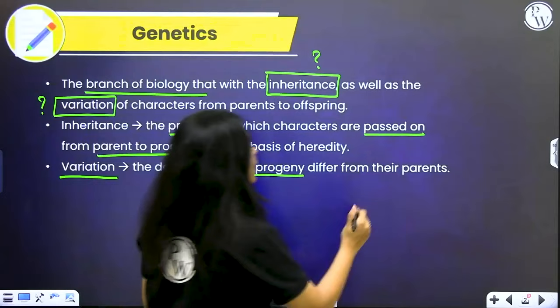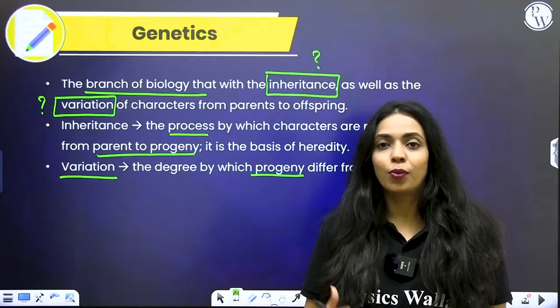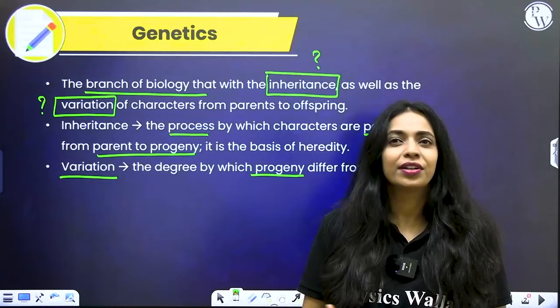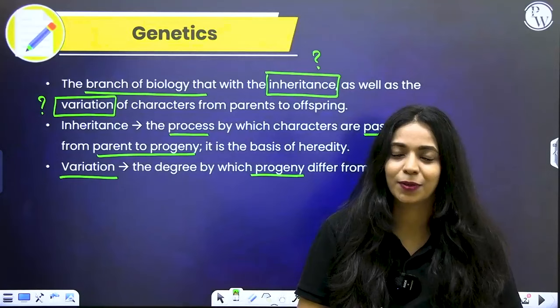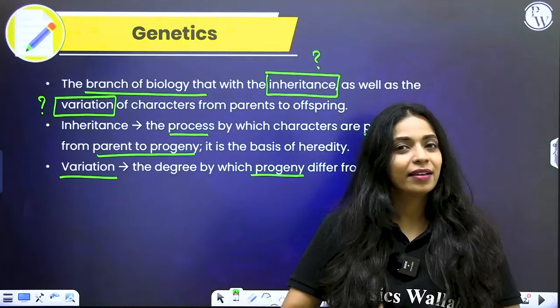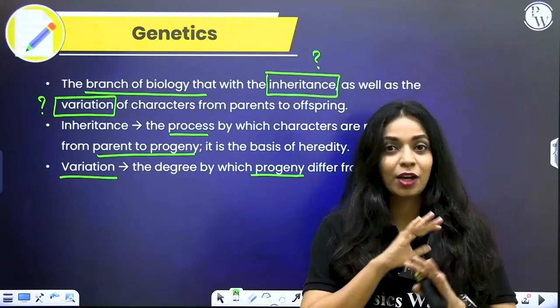So here we will learn about what is the basis for that variation, why does that variation take place, and also about what are the different rules that govern inheritance of characters from one generation to another, okay? So that's all this chapter is going to be all about. This is a very lengthy chapter, equally important chapter like I already mentioned. So I want you all to sit down in a quiet place with your notebook and pen and undivided attention so that you can take maximum out of this lecture.